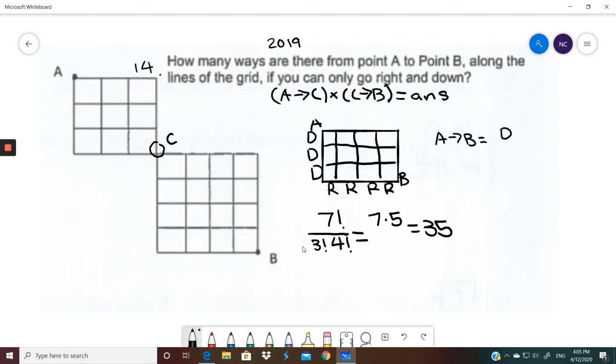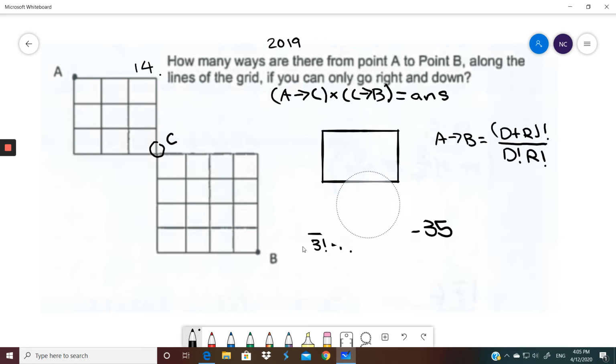So the formula for problems like these generally is: the number of ways from A to B equals D plus R factorial over D factorial R factorial. Okay, so let's apply that to this problem here.